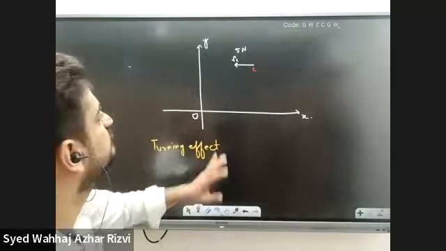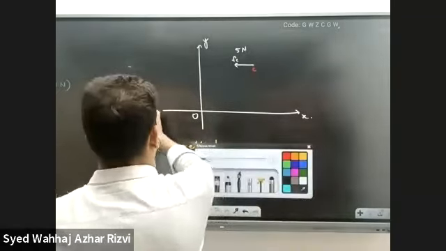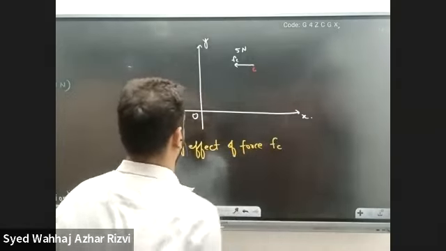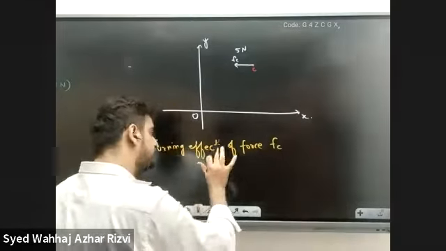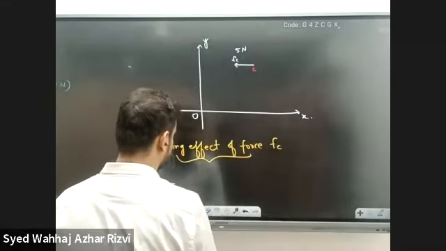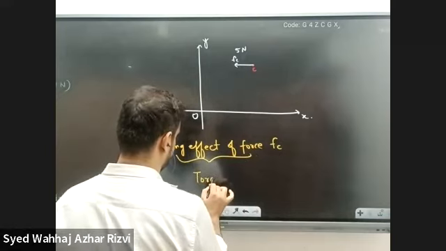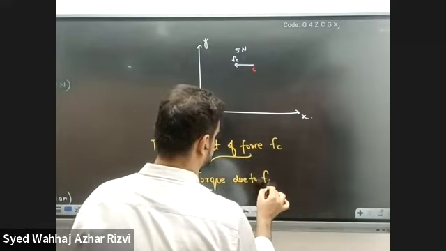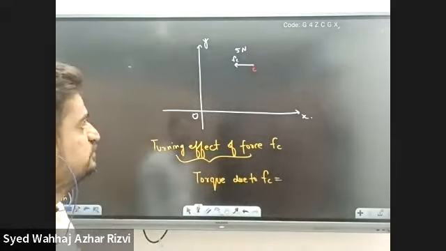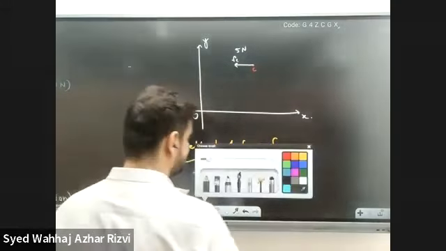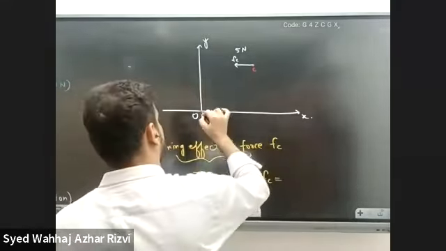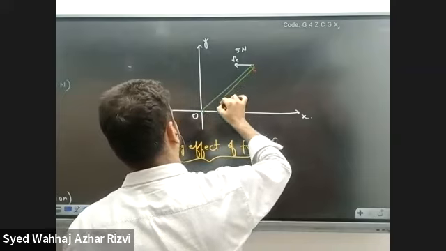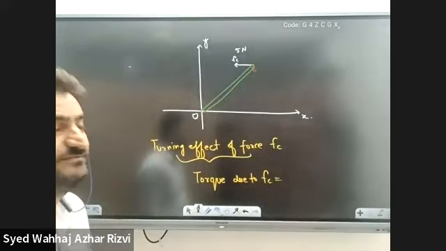Now we have to find the turning effect of force Fc. In other words, the turning effect of force can be called torque. Torque due to Fc. So now what we have to do is imagine a rod which starts at O and goes up to C. This is the rod that we are having.